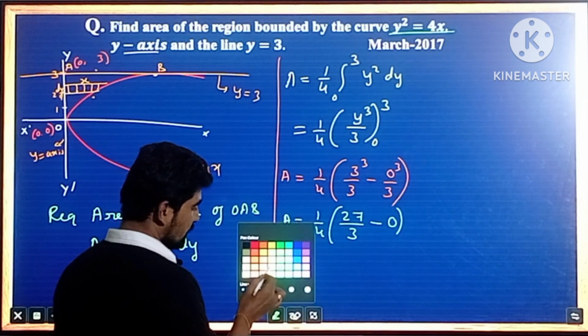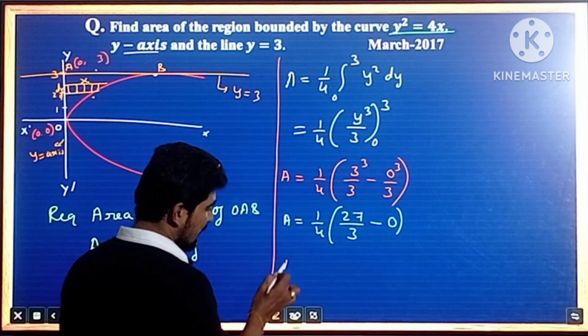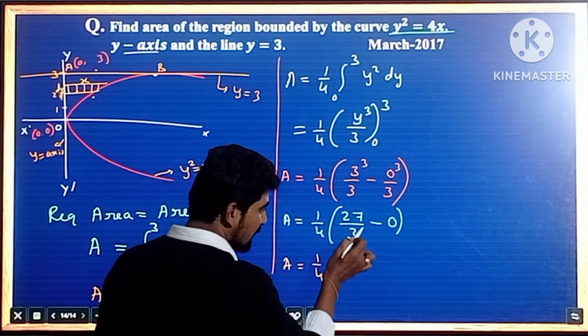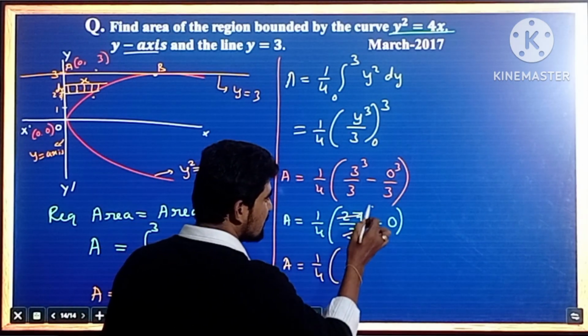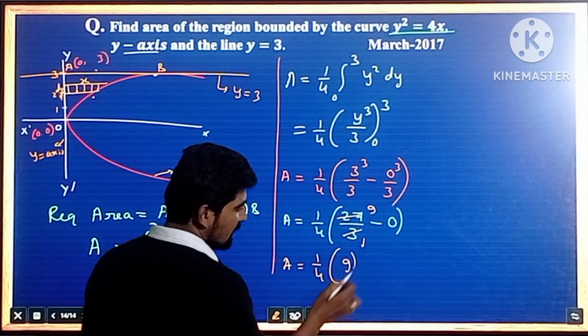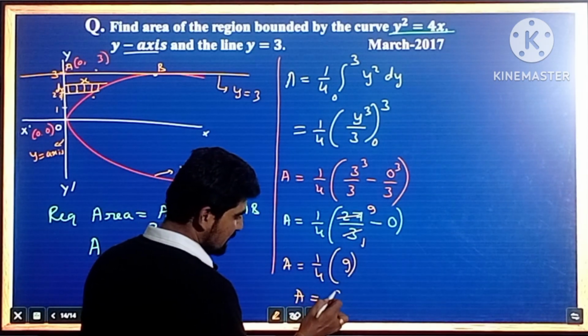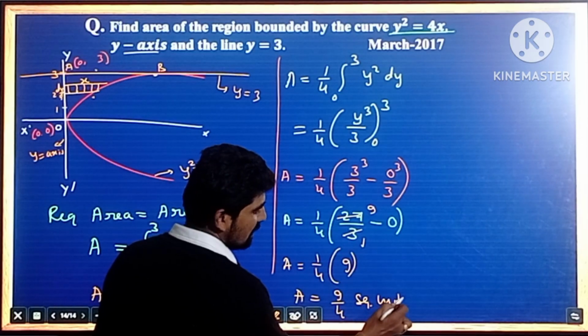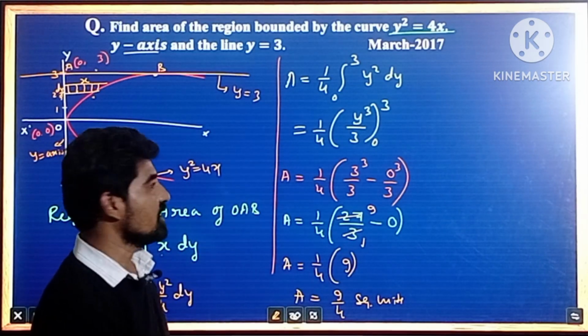Therefore area is equal to 1 by 4 into, here I can cancel, 3 ones are 3, 3 nines are 27, so 9. Hence the required area A is equal to 9 by 4 square units. I hope all of you understood.